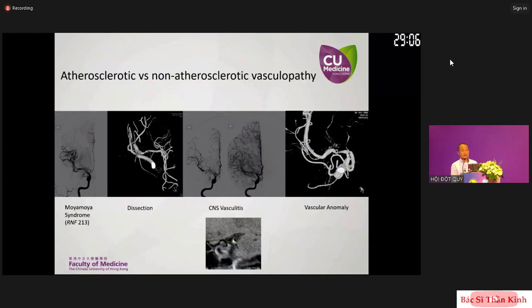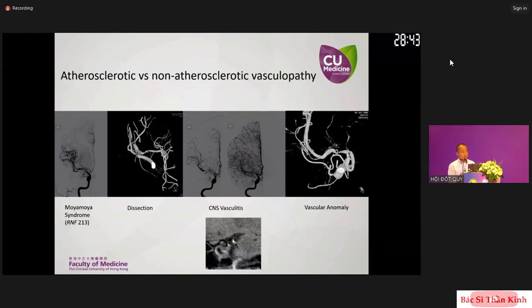Second from the left is the dissection, in a patient without cardiovascular risk factors. A young female patient developed middle cerebral artery dissection. So actually you can see here the dissecting flap. It may appear like a stenosis in the angiogram.